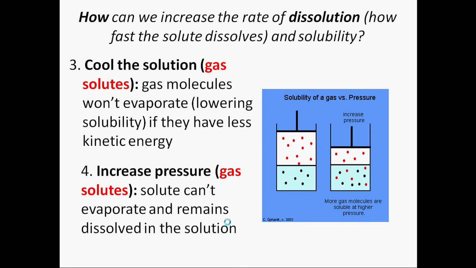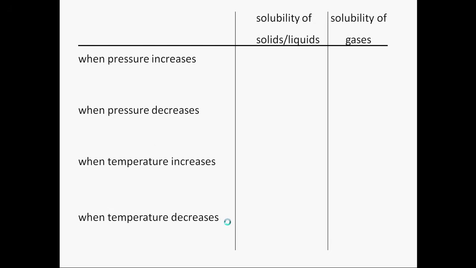Okay. Now, I would highly recommend just kind of summarizing all of this with a chart. What we see is 4 different things that we can do: increasing or decreasing pressure, or increasing or decreasing temperature, and look at how that affects solubility of solids and liquids, as well as the solubility of gas solutes. Okay. Now if you want to test yourself, feel free to pause here and see if you can fill this out. If you have no clue, that's okay. Let's go through it right now.